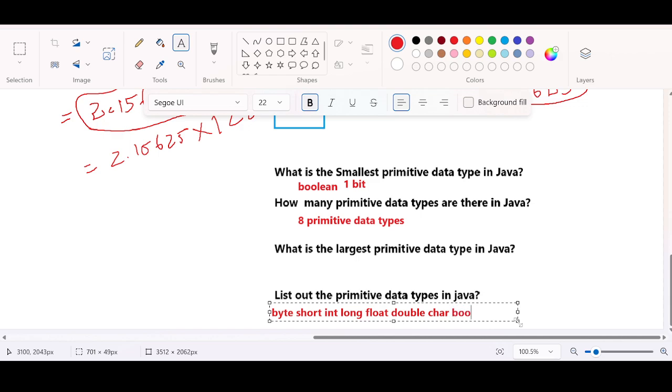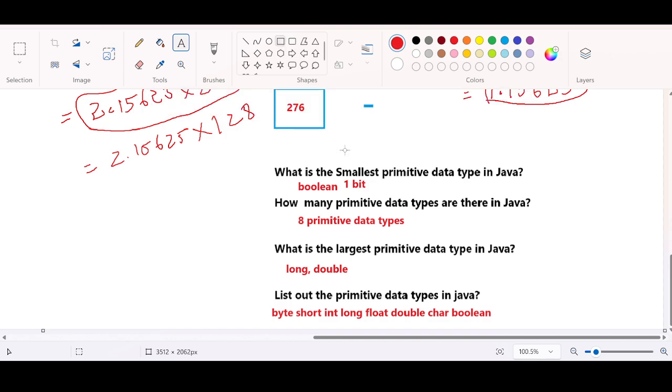If anyone is asking you, what is the largest data type in Java, there is a condition. Boolean? No, long. Okay, you can answer long, that is also agreed. Can you also answer double? Two data types come into the picture. But if you are asking me what is the largest primitive data type in Java, I would say double. Why I would say double, I will explain.